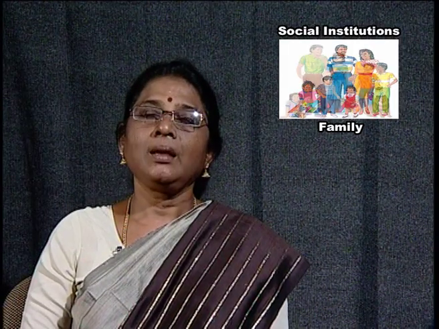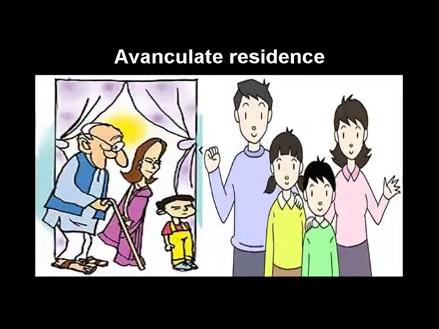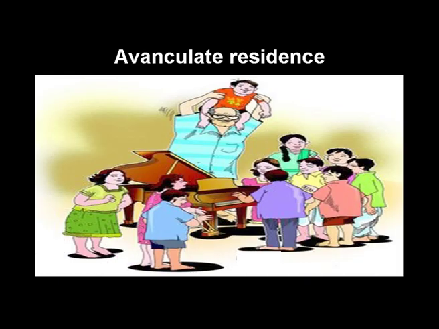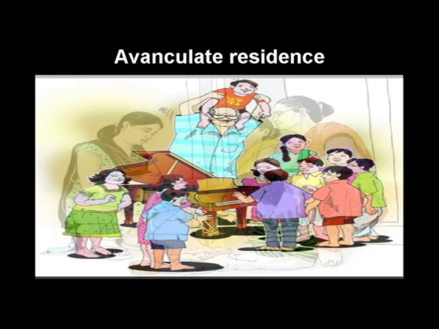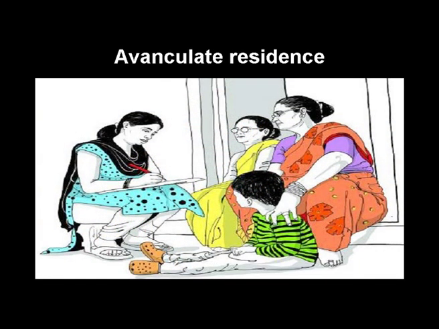Avunculate residence. In avunculate residence, the married couple is expected to live with the mother's brother. It is the uncle-nephew link that connects the associated nuclear families of adjacent generations to form a single domestic group.